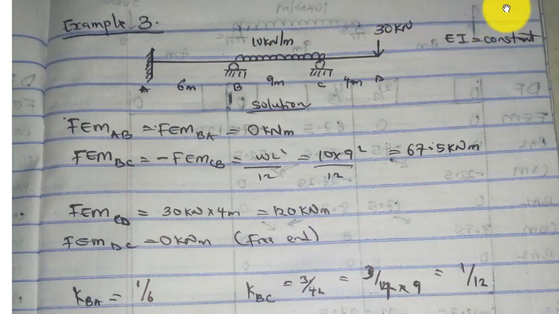So here, E is constant. So you don't need to worry about I, unlike the first one. So the first step is to do what? Fix the moment. So what's the fixed moment here? Zero. There's no load on this span. B is also what? Zero.